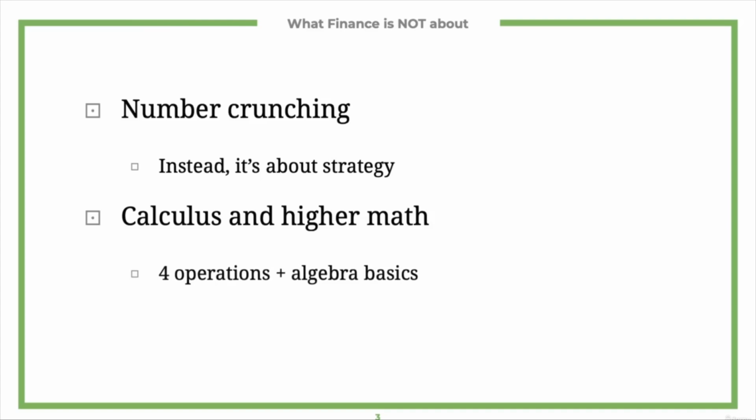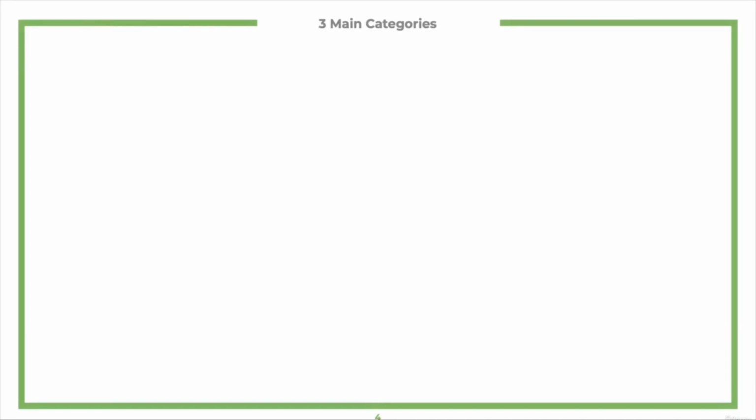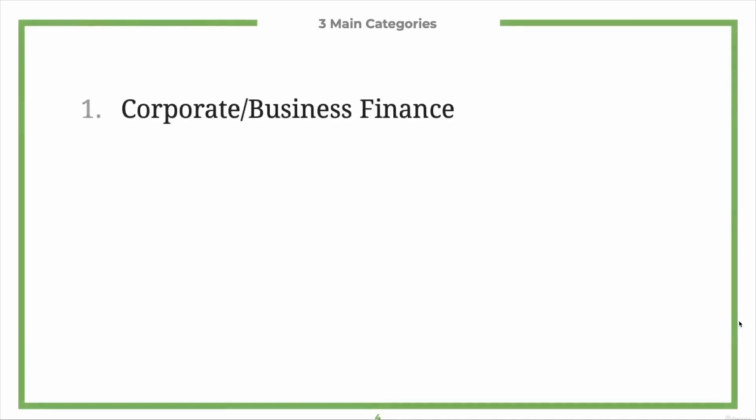Another thing I want to clarify with this video is that finance has three main categories. The first is corporate finance, also known as business finance. It determines how a company raises the funds it needs to conduct business, as well as how it will reinvest its profits or distribute them to shareholders. Maximizing profitability is a main concern for business finance.